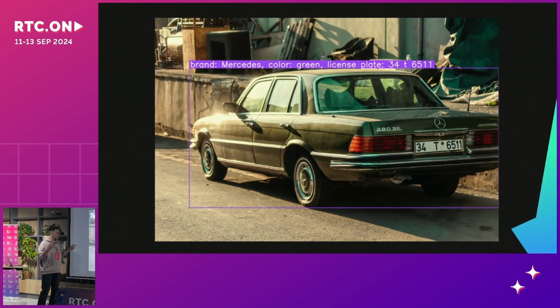Here's an example of something that would probably require 3 to 4 models previously. We have the brand of the car, the color, the license plate, and the car is detected. Previously, those would be 4 different computer vision models. Now you can run separate queries for the VLM. One asks about the brand, one asks about the color, and one asks to detect and read the license plate, and it can do OCR and extract that.